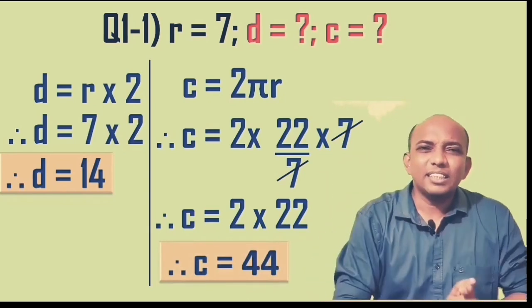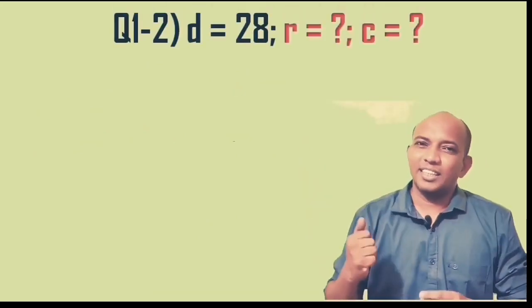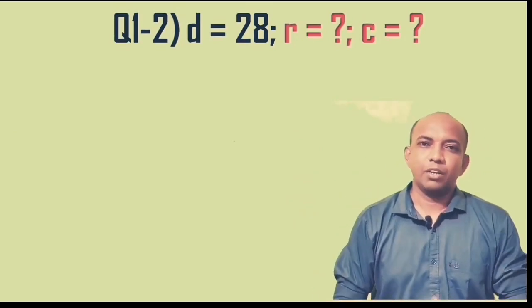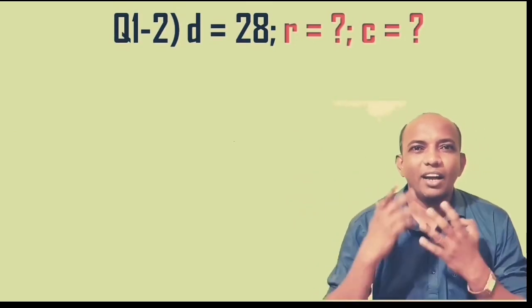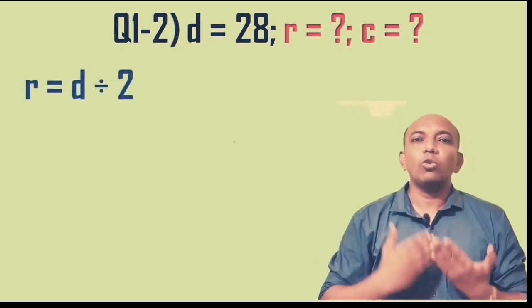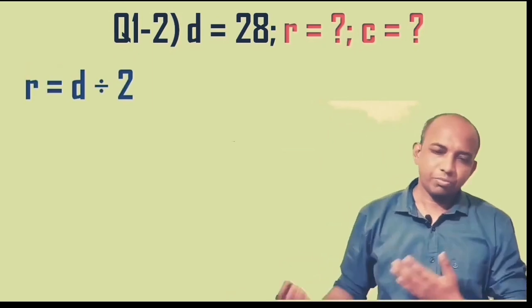So if you remember the second question of the table, you will come to know that diameter is given to me, the way you are looking on the screen, that is 28, and I need to find radius and the circumference, correct? Again the basic formula, diameter is given, radius I need to find. So radius equals to, yes, d divided by 2.